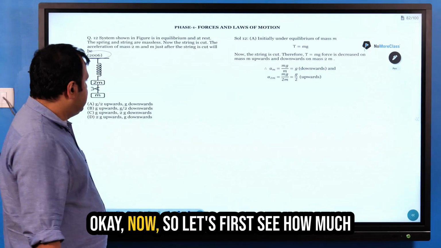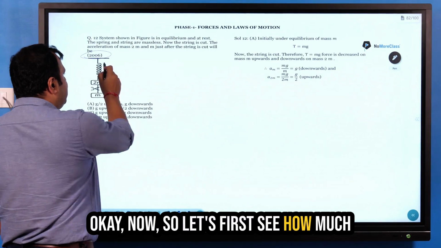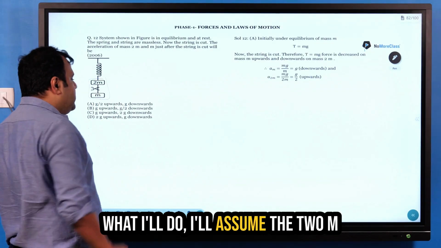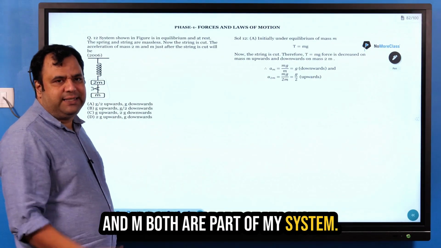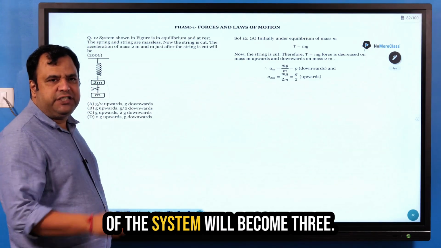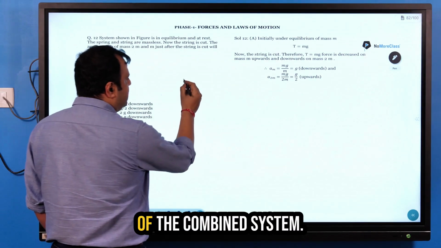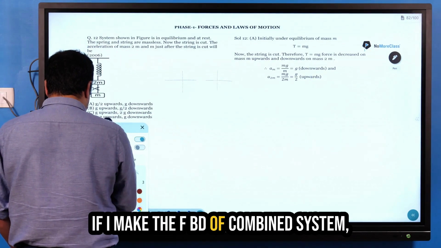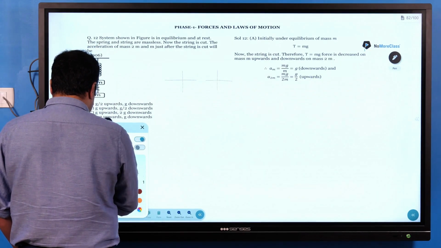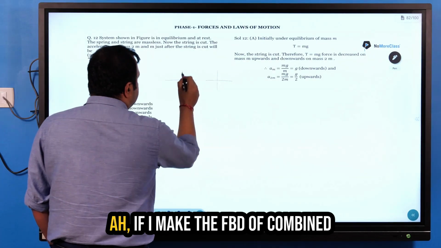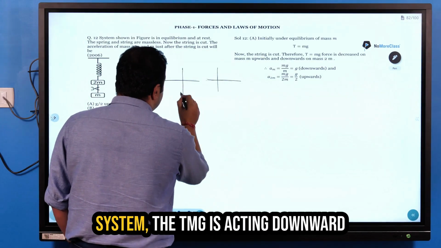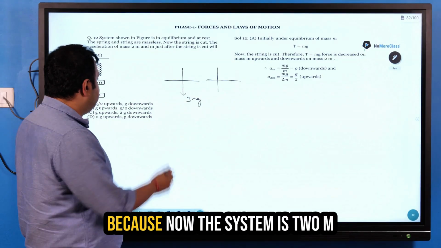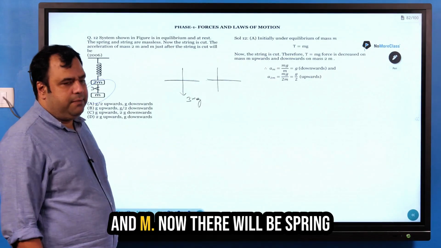Okay. Now, let's first see how much elongation is there in this spring. To check the elongation in the spring, I'll assume the 2m and m both are part of my system. If both are my system, then the mass of the system will become 3m. So let me make the FBD of the combined system. 3mg is acting downward, because now the system is 2m and m.